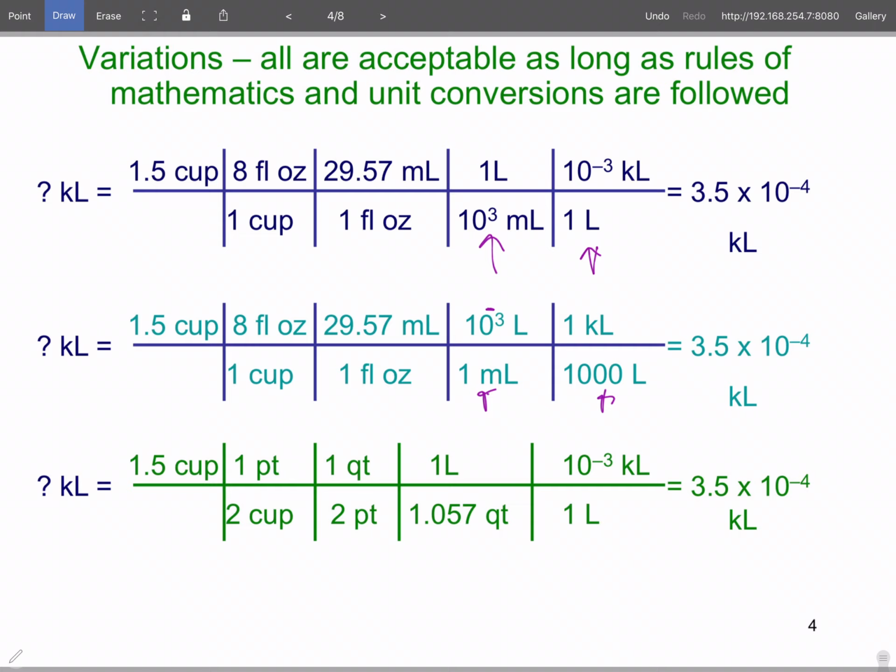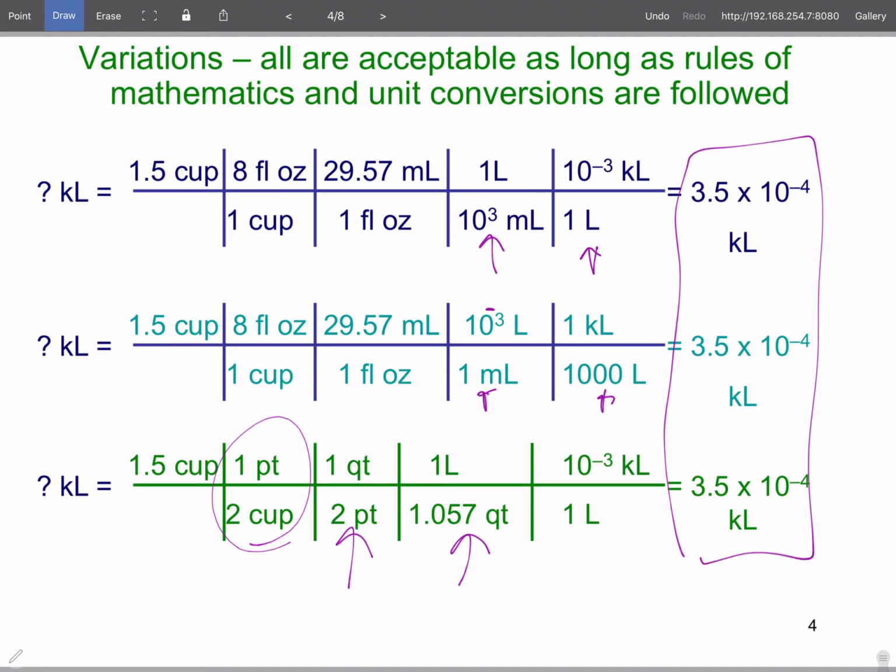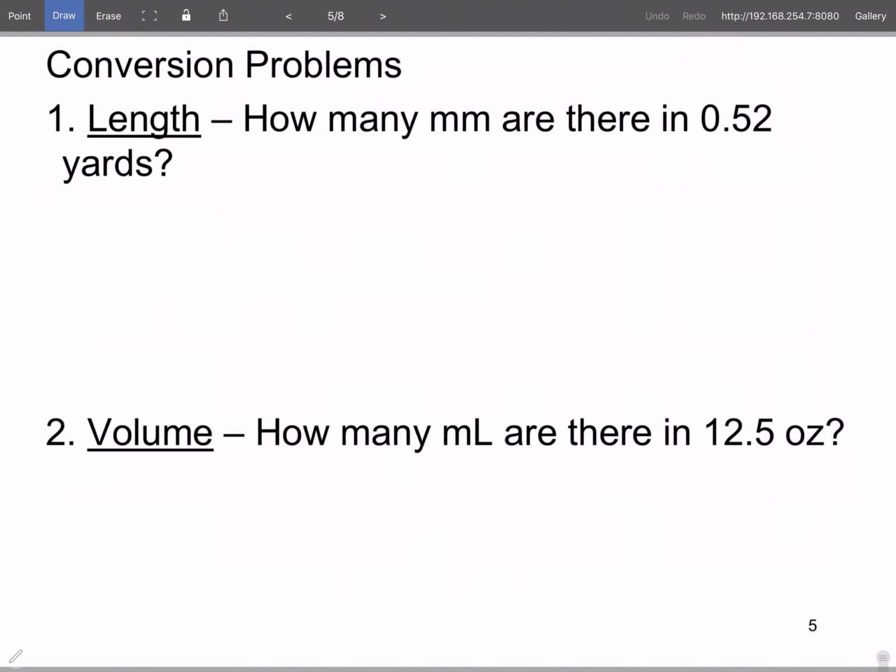Tomato, tomato. On this one, we changed the cups to pints, pints to quarts, quarts to liters, and liters to kiloliters. And notice that using significant figures, it doesn't matter which way we do it, your value comes out to be the same. The only time this doesn't work is if you make up conversions. Don't make up conversions. That's a bad idea. And remember, English to metric conversions I will give you. You are responsible for the metric conversions.